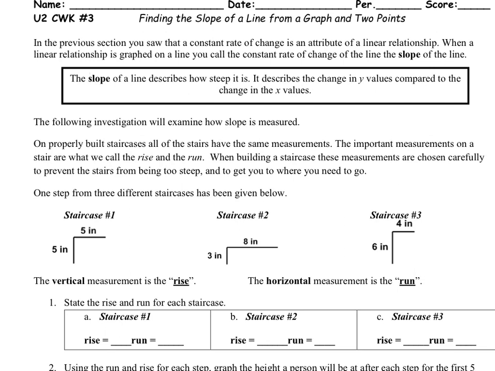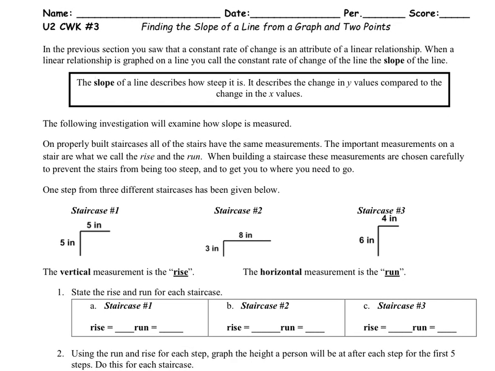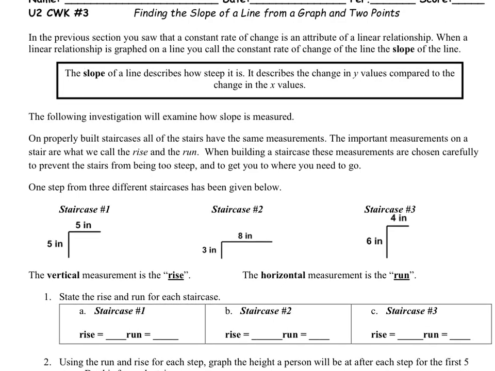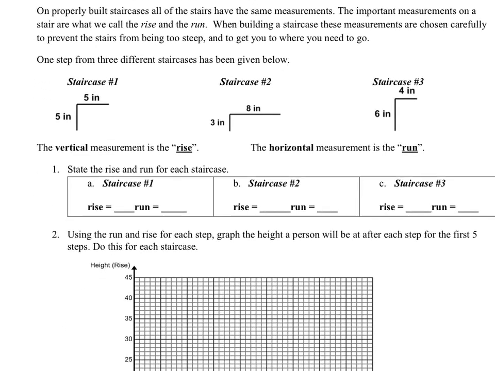So the following investigation will examine how slope is measured. On a properly built staircase, all of the stairs have the same measurements. Because it'd be weird to be walking up a set of stairs, unless you wanted to really prank someone, if they just changed. It would be weird, right? Like one step is all nice and fancy, the next one different. Yeah, it'll throw you off, right? Plus the government doesn't allow you to build houses like that, so whatever.